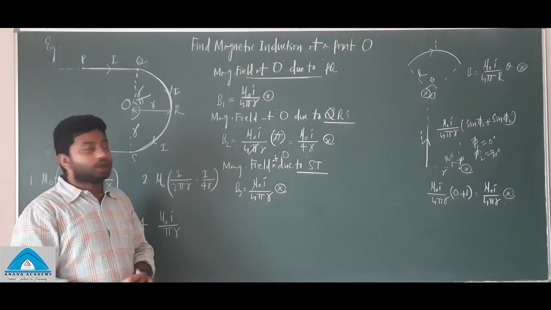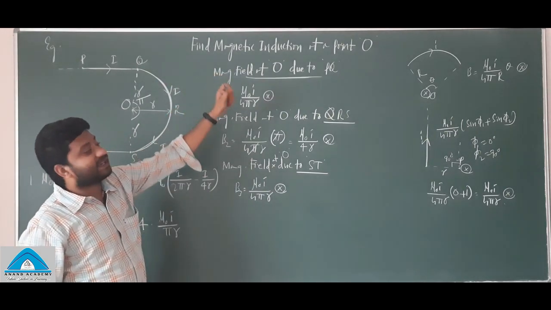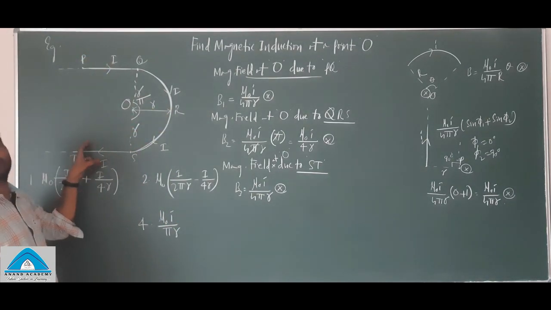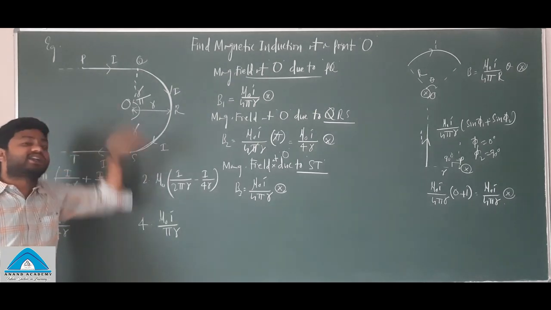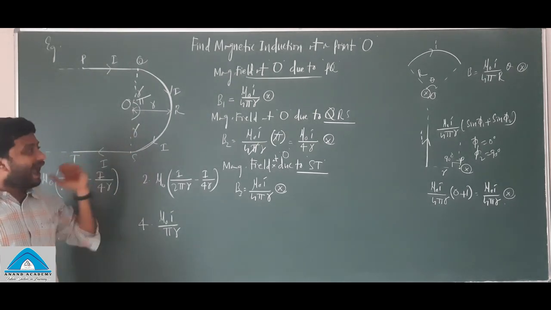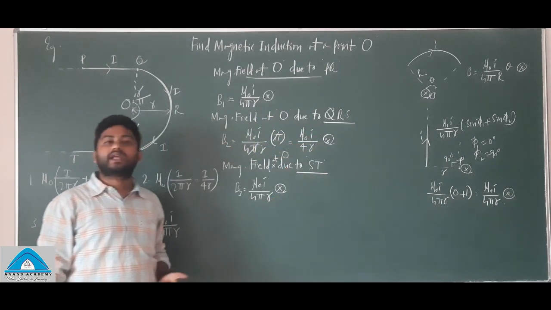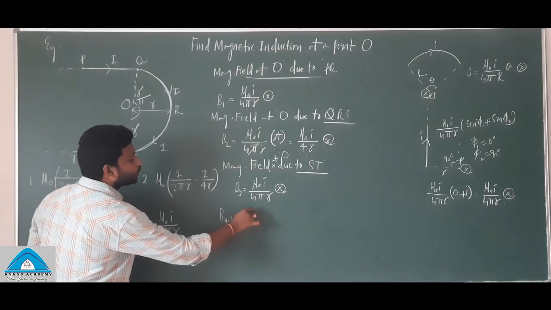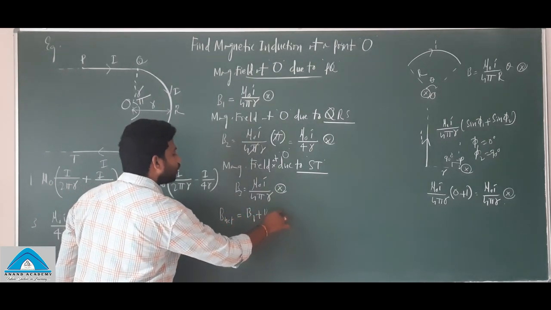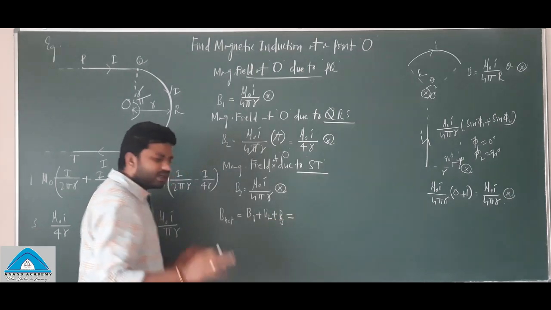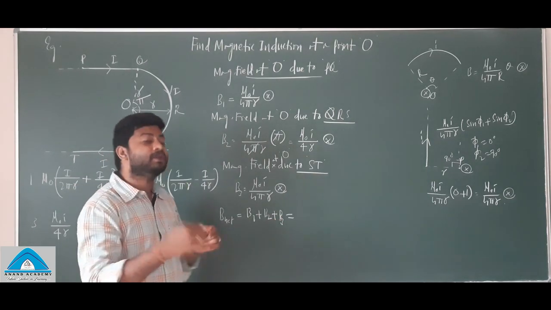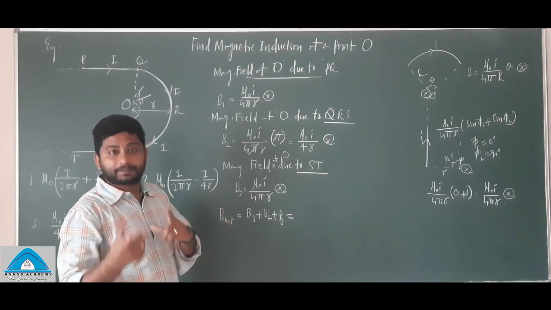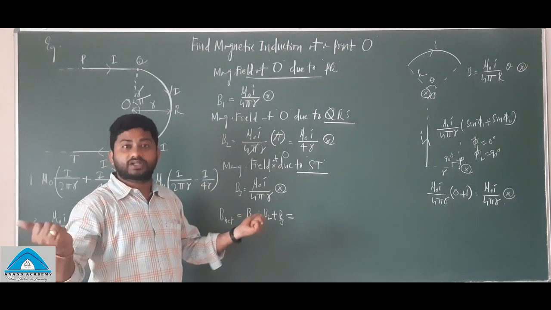Now what we need to do? The question is, find the magnetic induction at point O. They are not asking you to find it for only one wire. They are asking you to find the net magnetic field at this point. As all the directions are into the plane, the net magnetic field B net will be equal to B1 plus B2 plus B3. As the directions are the same, we are just adding it up. When the directions are different, we will not be adding it. We will be subtracting it when the directions are opposite.